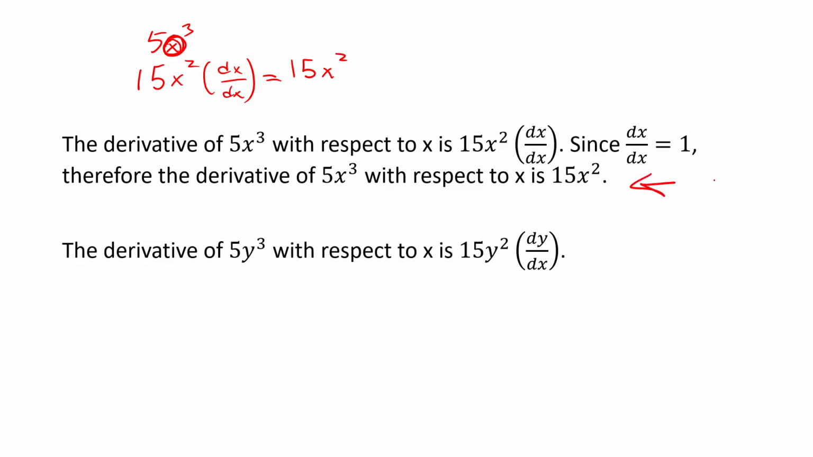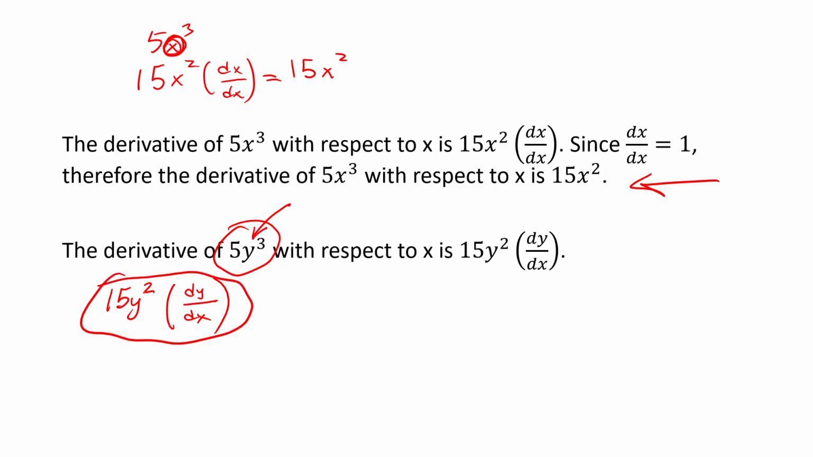And so that's what's written in this sentence right here. The derivative of 5x cubed with respect to x is 15x squared dx over dx. But since dx over dx equals 1, therefore the derivative of 5x cubed with respect to x is simply 15x squared. But if I give you 5y cubed and I ask you to give me the derivative of that with respect to x, in this case the base of the exponent is y. So the derivative of 5y cubed will be 15y squared. But then, like the chain rule says, I then have to multiply by the derivative of the base of that exponent. And since I'm determining derivatives with respect to x, I'll end up with 15y squared dy over dx.